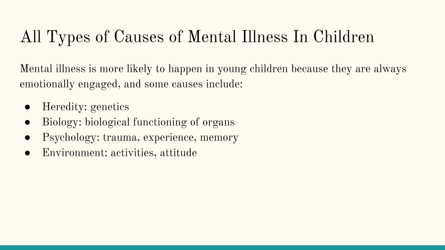The third one is psychology. This refers to any type of severe trauma or memory, and this can include abuse or any type of loss, such as losing somebody who was really important to them. That can be a type of trauma. And the last one is environmental factors. Let's say a child is living in a very harmful environment with an unstable family relationship, which can affect their emotional state a lot.